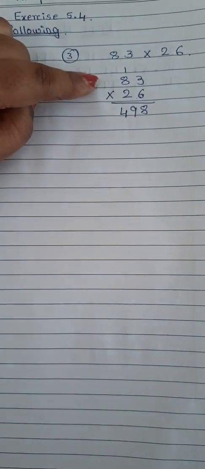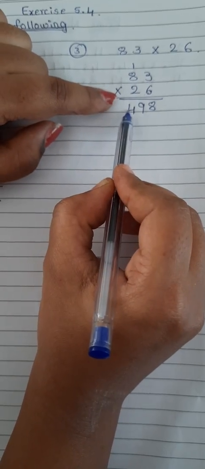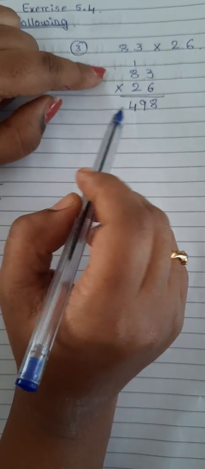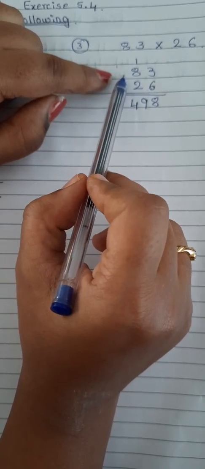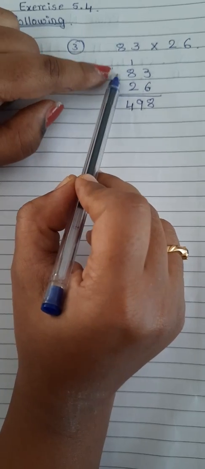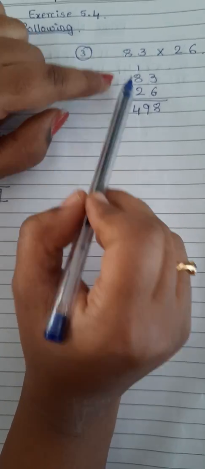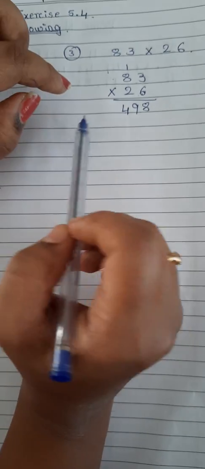Teacher, I have one doubt. Why have you written 49 directly, teacher? Why have you not taken this 4 as a carry? Because there are no more numbers. Is there any number after this 8? No. So when the numbers are not there, don't carry. Directly write the answer. Okay, children.